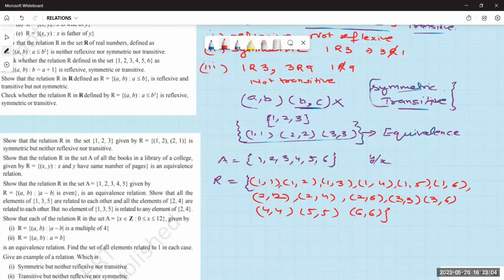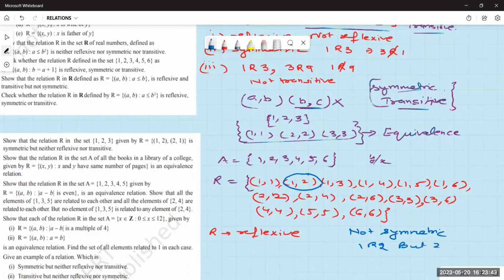No. So now first check reflexive. All of (1, 1), (2, 2), (3, 3), (4, 4), (5, 5), (6, 6) are there. So R is reflexive. Then if (1, 2) is there, is (2, 1) there? No. So it is not symmetric. The justification: 1 is related to 2, but 2 is not related to 1.